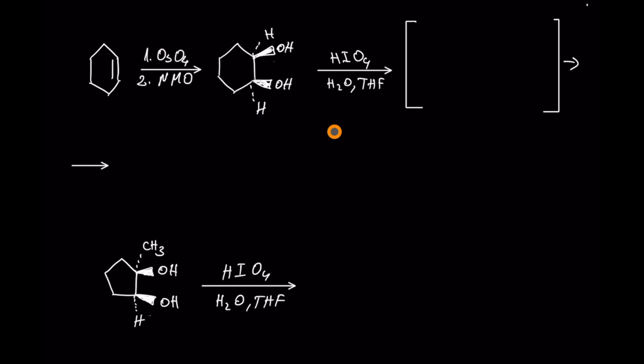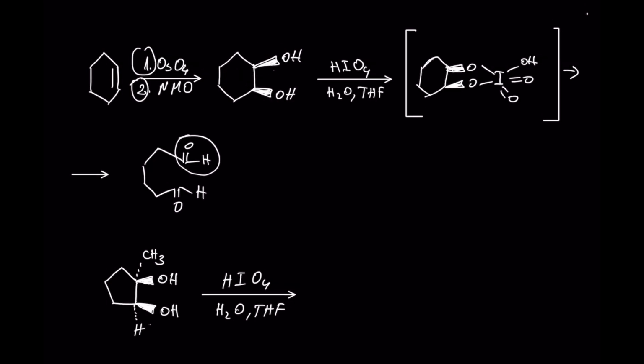you're going to have the formation of this intermediate. And after that, you are going to have a break in this bond here and the formation of aldehydes. In case you have no hydrogens present, you are going to form a ketone. In case you have hydrogens, you're going to form an aldehyde. Keep in mind this, with periodic acid.